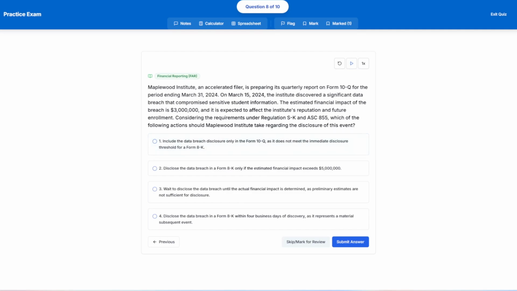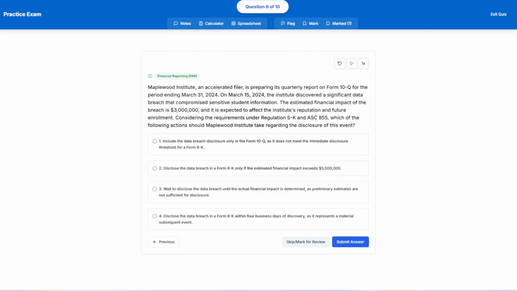The fundamental concept we need to understand for this question is the disclosure requirements under Regulation S-K and ASC 855. It's like a thrilling detective story where our main character, Maplewood Institute, must navigate the complex world of financial reporting. The key principle here is that significant events that could materially affect a company's financial condition must be disclosed promptly.